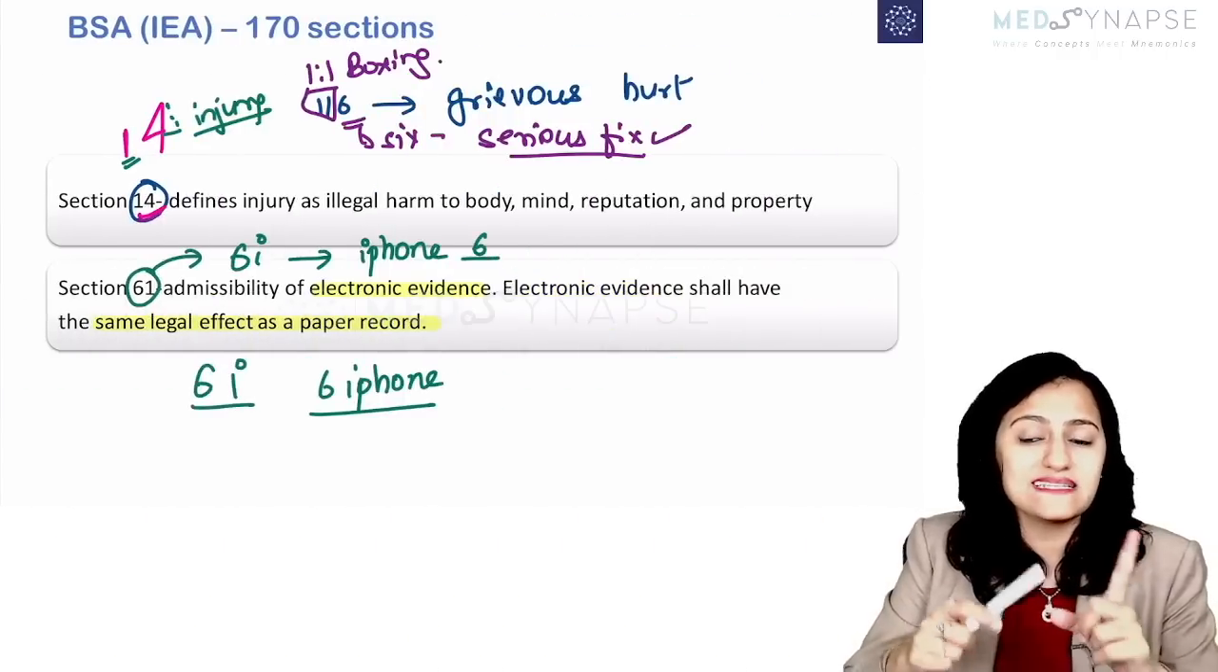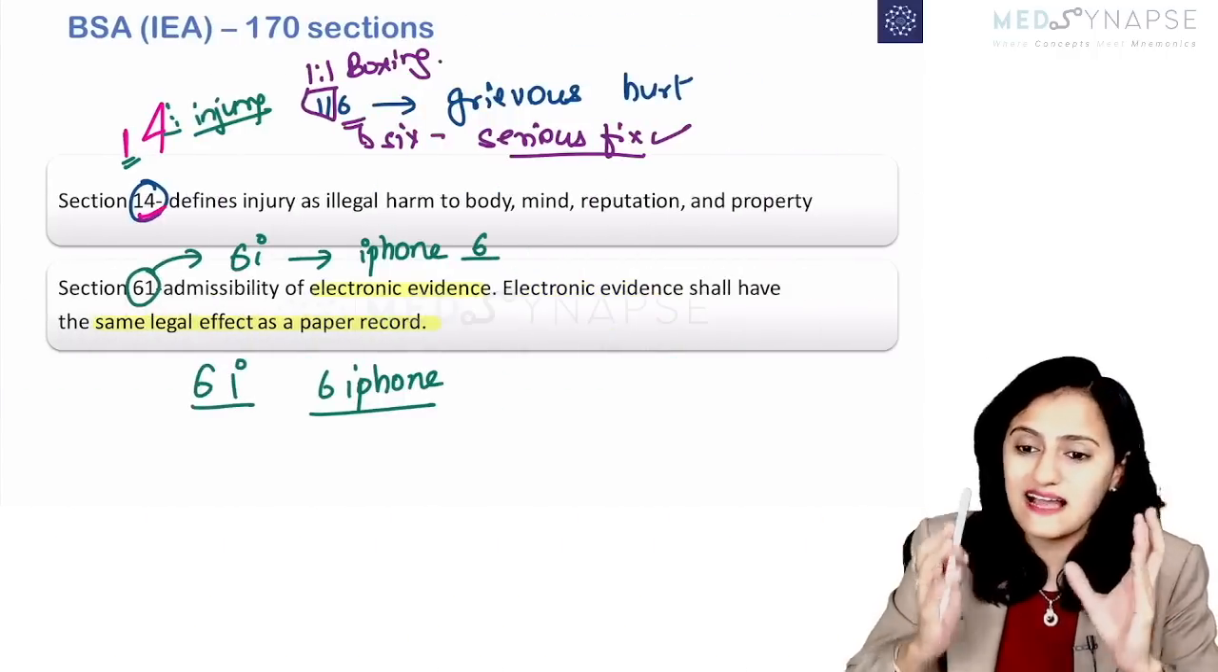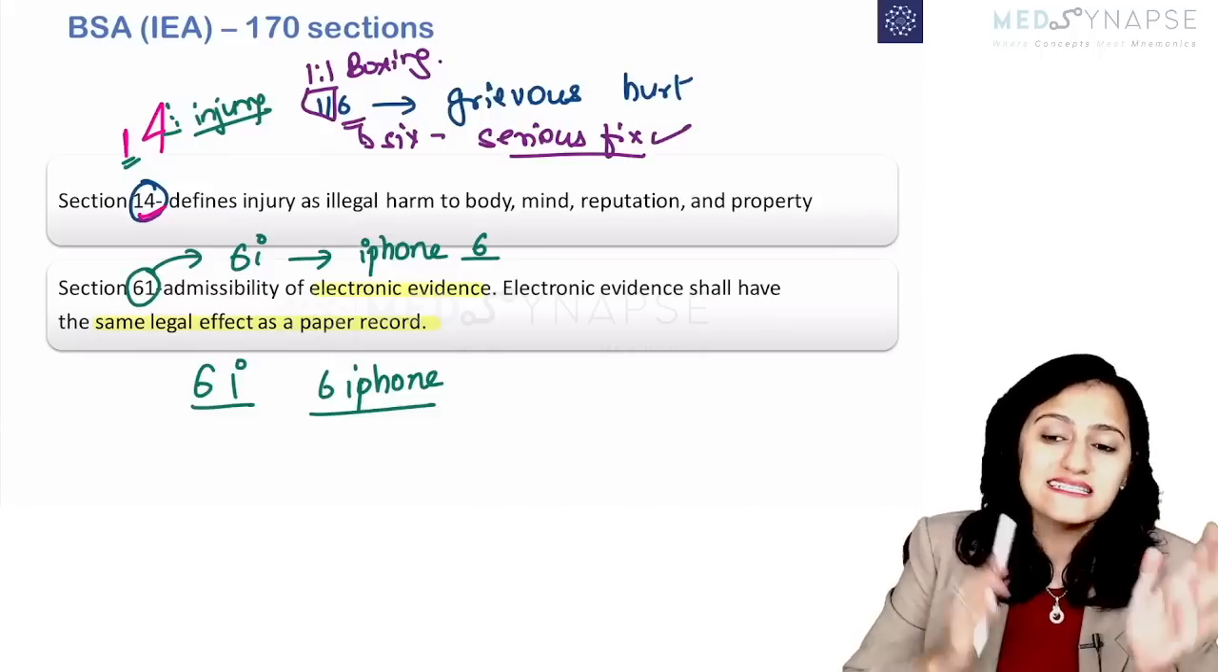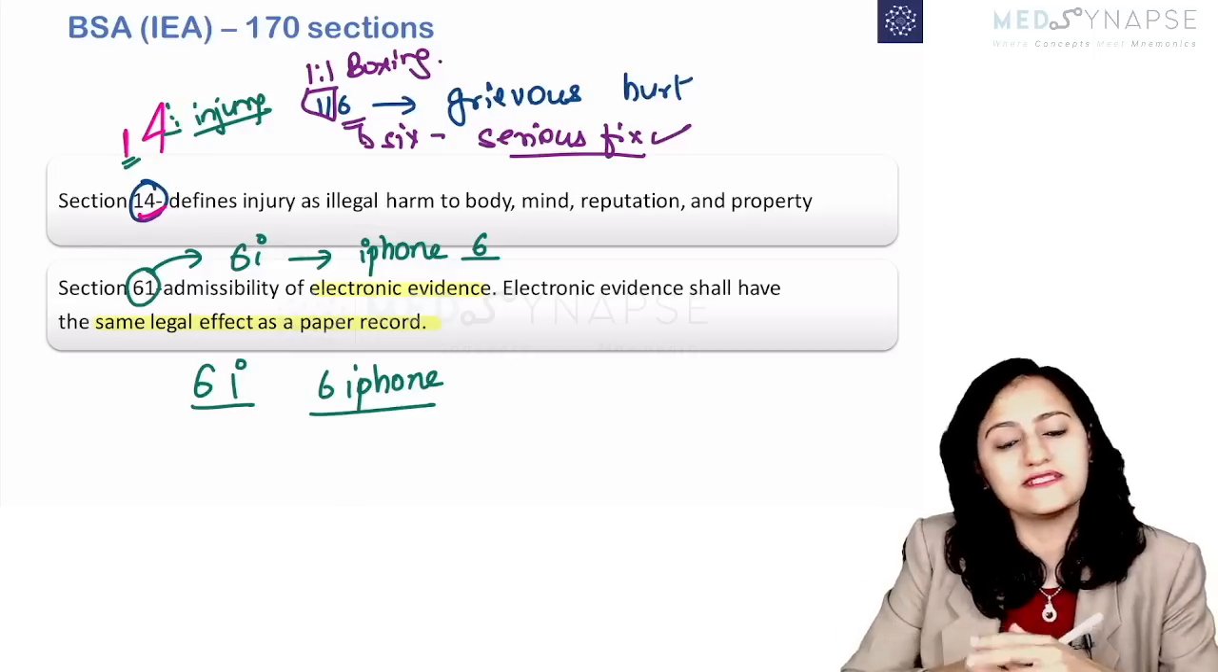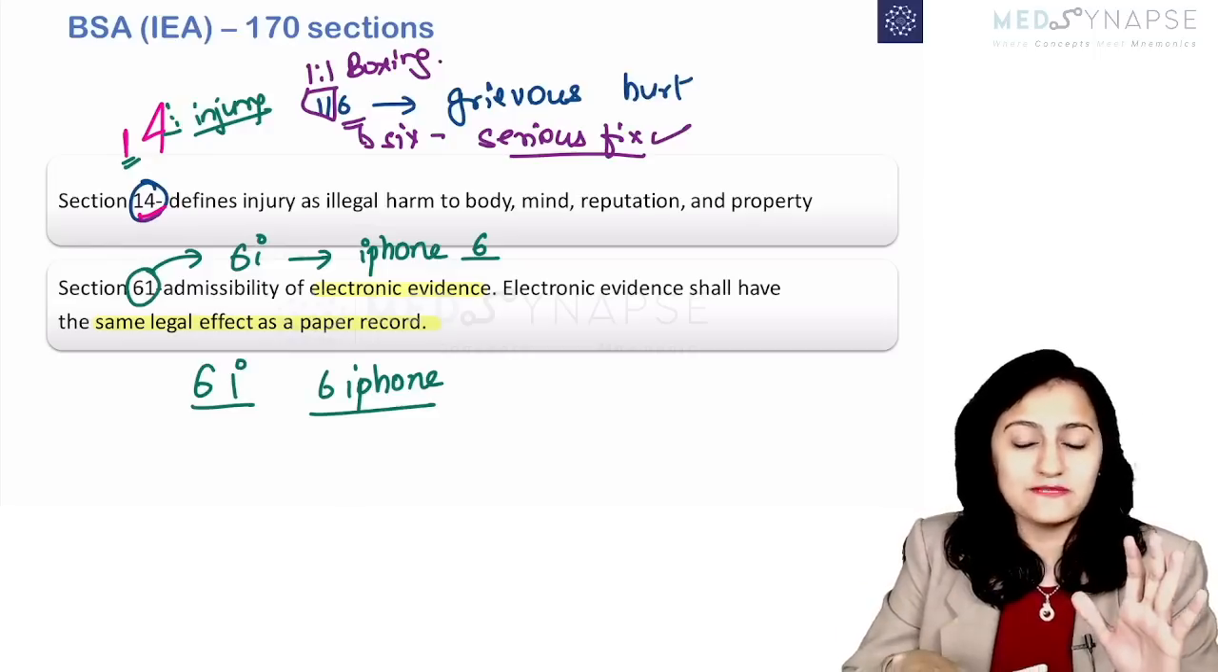And 6, 1, 6 iPhone, the electronic, that is the iPhone is admissible, iPhone 6, 6 iPhone. So 61 is your section for electronic evidence being admissible.